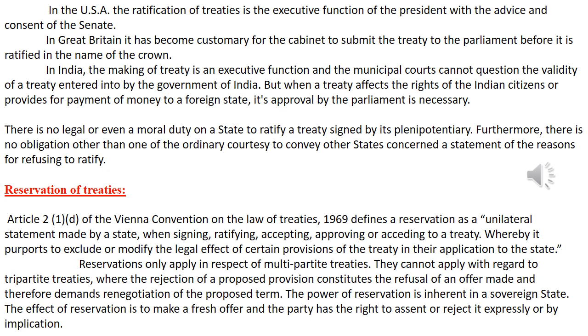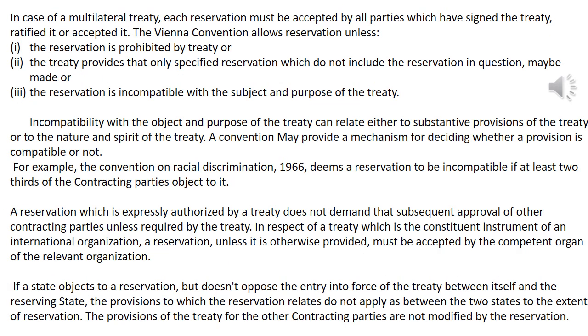The power of reservation is inherent in a sovereign state. The effect of reservation is to make a fresh offer, and the party has the right to assent or reject it expressly or by implication. In case of a multilateral treaty, each reservation must be accepted by all parties which have signed the treaty, ratified it or accepted it. The Vienna Convention allows reservation unless the reservation is prohibited by the treaty, or the treaty provides that only specific reservations which do not include the reservation in question may be made, or the reservation is incompatible with the subject and purpose of the treaty.